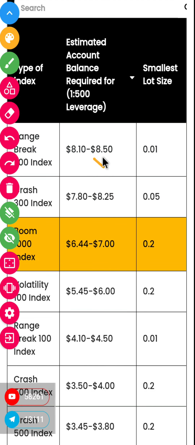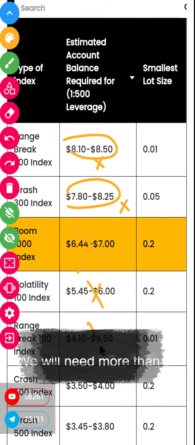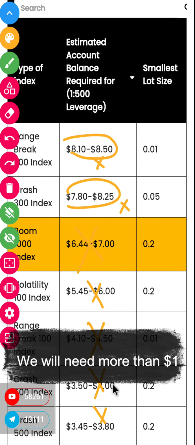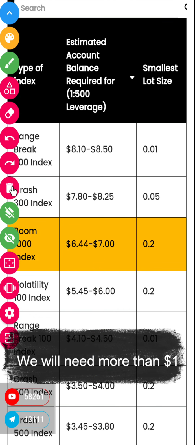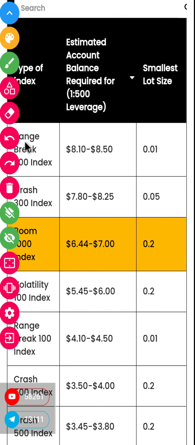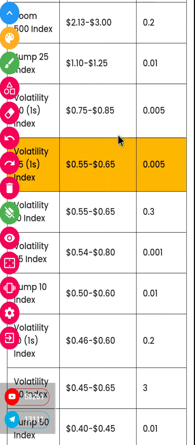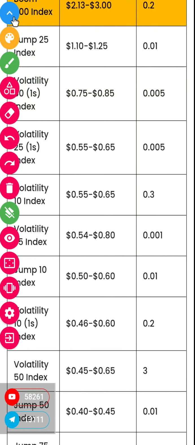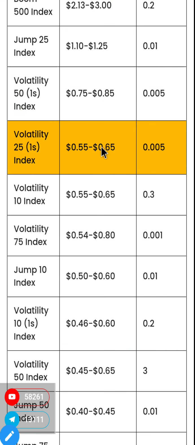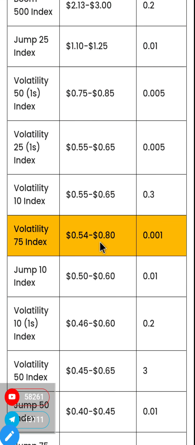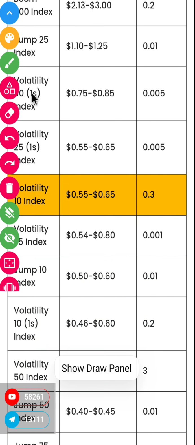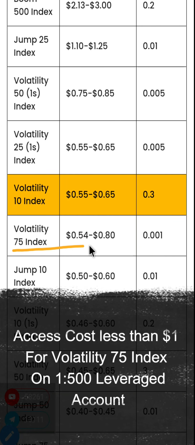We have $1. Right here for range break, it is $8. For this one, 7 to 82.5, we won't be able to open positions with these particular assets. These are more expensive. These are the most expensive synthetic indices in this case. I'm just making it easier for those who are new to know how much one can do. But starting from here, you can see this is below $1, so we can take these volatilities right here. Volatility 75 is much cheaper. It's very cheap, so we can take the volatility 75 right here.